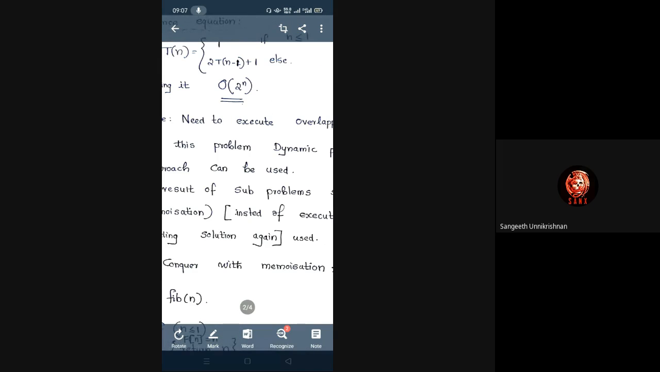If you solve it using any of our methods, substitution method, recursion tree method, or Master's theorem if possible, we can apply. I think it is not possible to apply Master's theorem here. So you can use substitution or recursion tree method, and after solving it you will get the complexity as big O of 2 raised to n. Big O of 2 raised to n is the complexity.